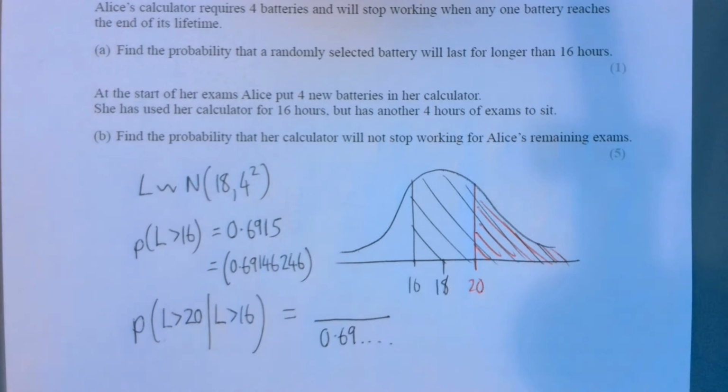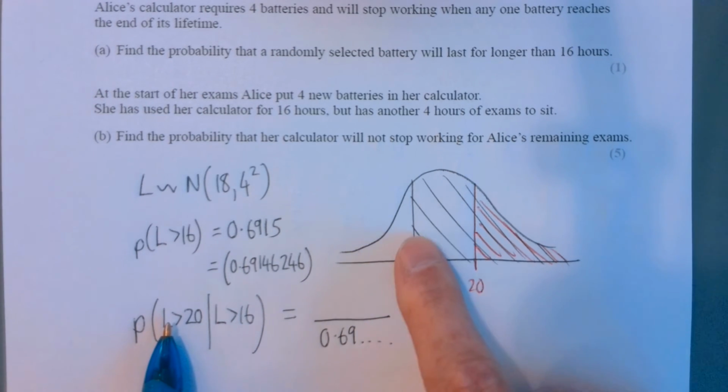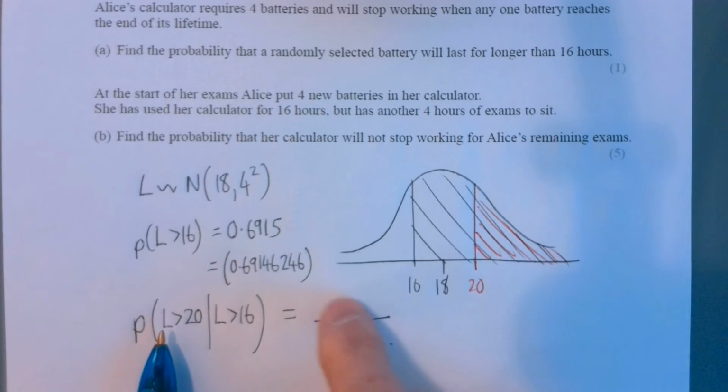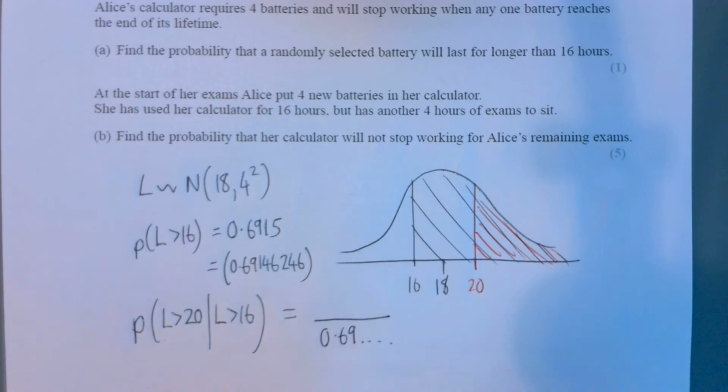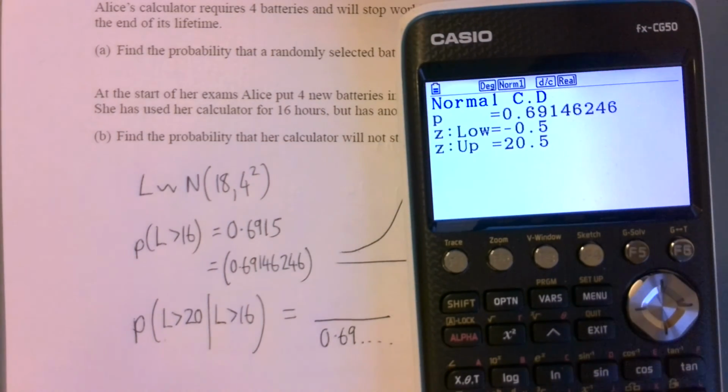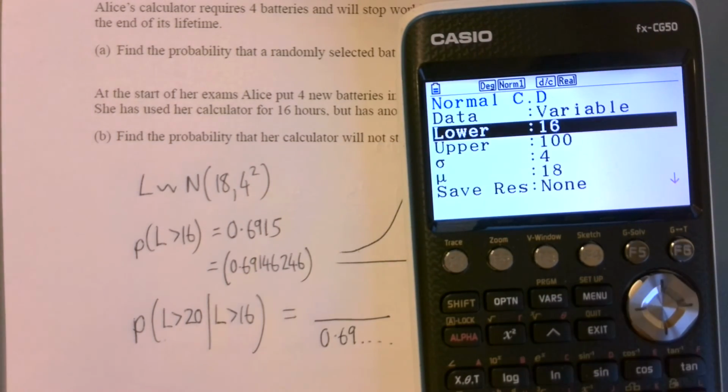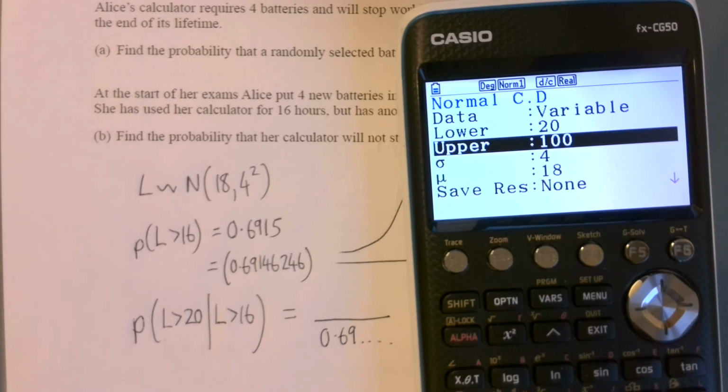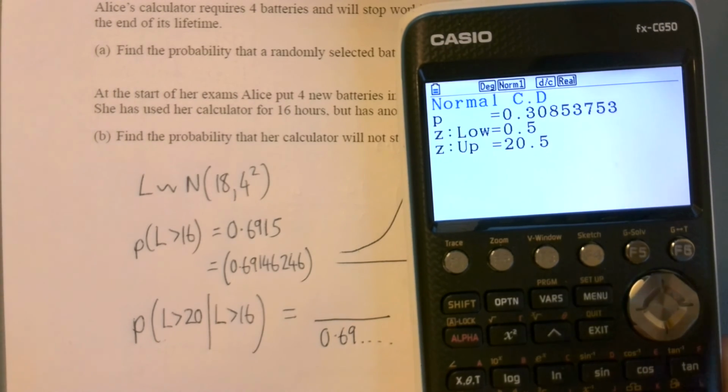Now remember what we say with conditional probability. What's the probability of that, and of that, what part is down to this? Well, all of that is within that. So what I'm going to put in my numerator is whatever I get for the probability that it lasts longer than 20 hours. So I'm going to go back to my calculator and just change my lower to 20. Now I know this is going to be less than a half, because I've moved to the other side of the mean.